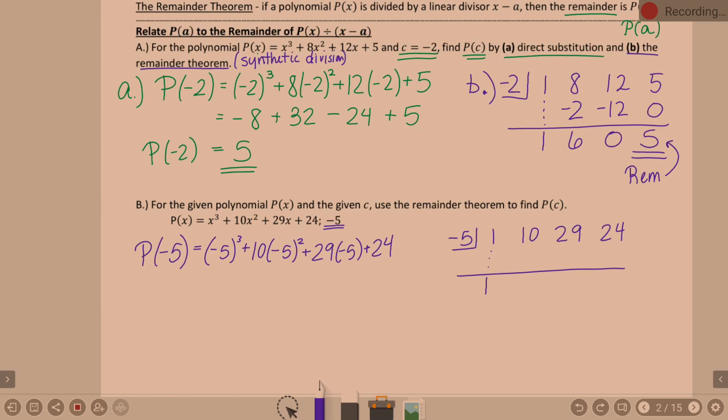Drop the 1. Negative 5 times 1 is negative 5. 10 plus negative 5 is 5. Multiply. Negative 5 times 5 is negative 25. Add. 29 and negative 25 is 4. Negative 5 times 4, negative 20. 24 plus negative 20, 4. What's my answer?